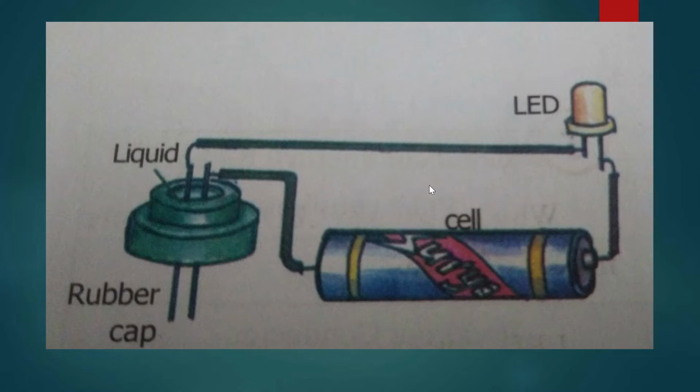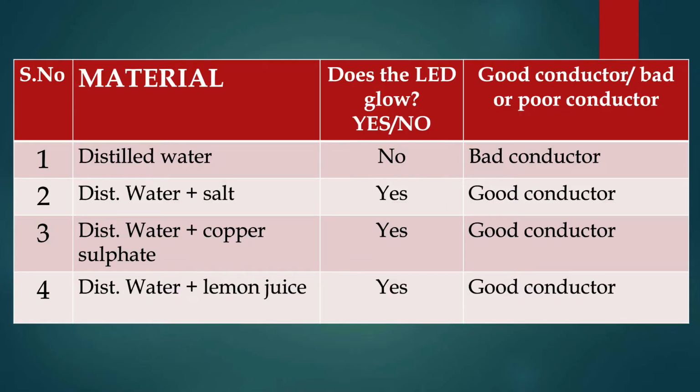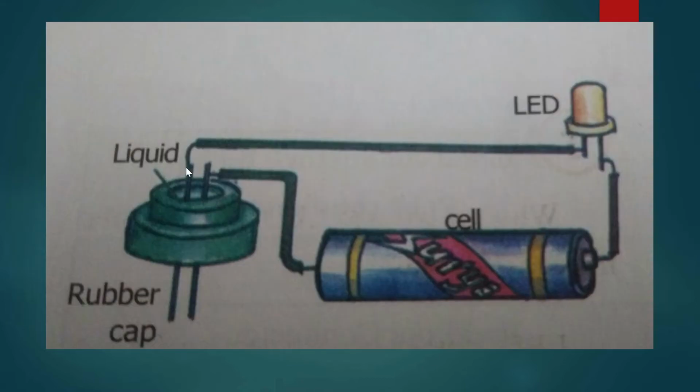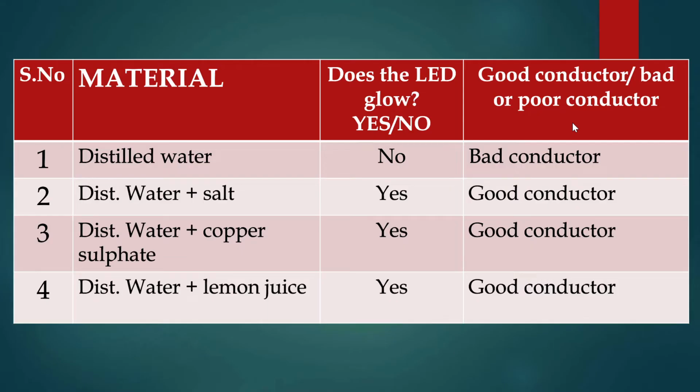So now in this activity, we all know that distilled water does not conduct electricity because distilled water is free from all salts, minerals and acids, and it is a poor conductor of electricity. So in this activity we'll add salt or copper sulfate and lemon juice to the distilled water. When we had taken just distilled water in the injection cap, we see that the LED is not going to glow. But when we are adding a pinch of salt, then we see that the LED glows.